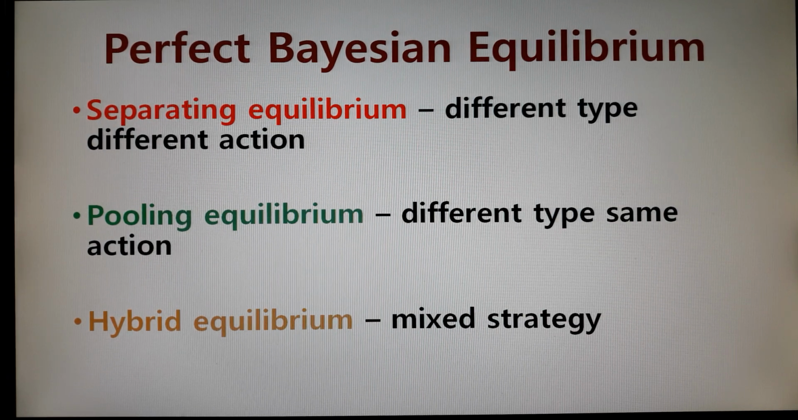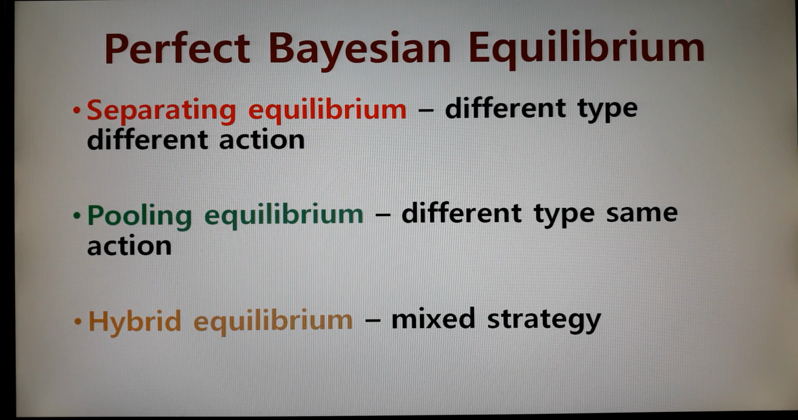There are basically three groups of perfect Bayesian equilibrium: separating, pooling, and hybrid. A game can have only one of these, or one game may have only a separating equilibrium, or that game may have separating and pooling together. But anyway, the classification is basically that there are three classes, three groups of perfect Bayesian equilibrium.